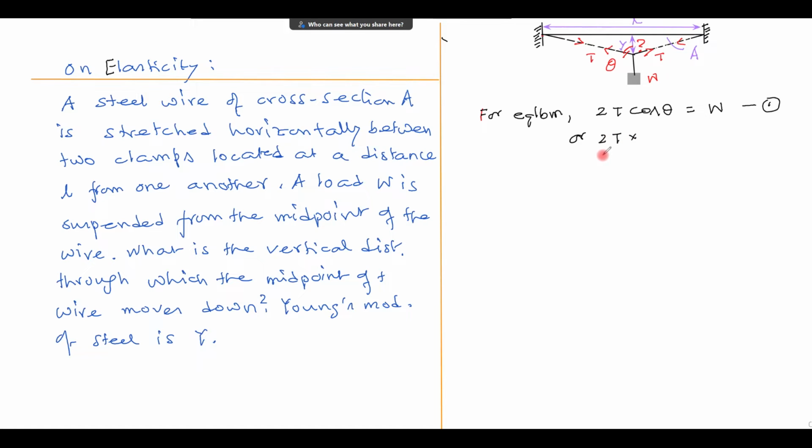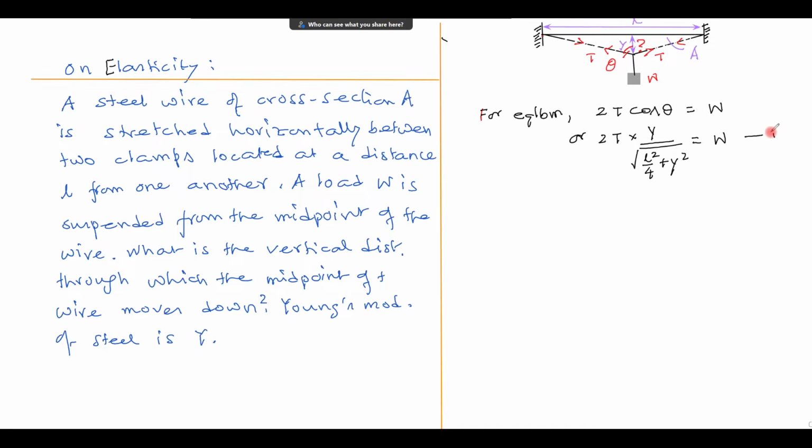Then cos theta equal to base over hypotenuse. We have taken this to be y, the depression. y divided by hypotenuse, which is root over L square by 4 plus y square, equal to W. Okay, so let us write this as 1.